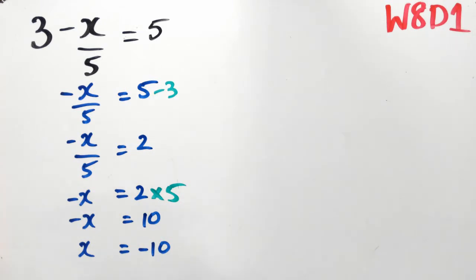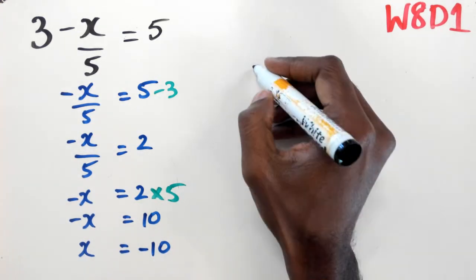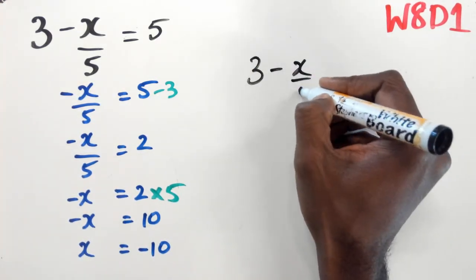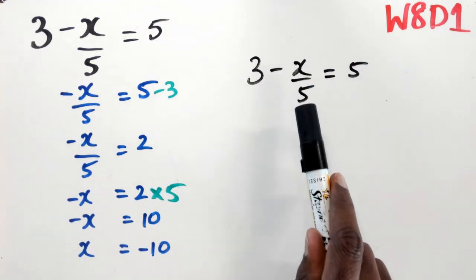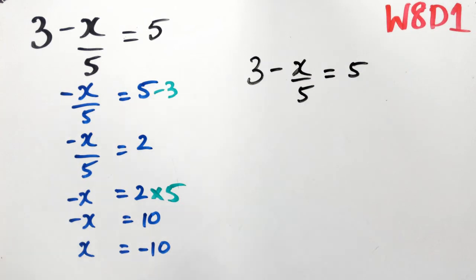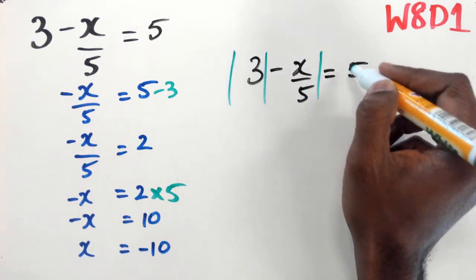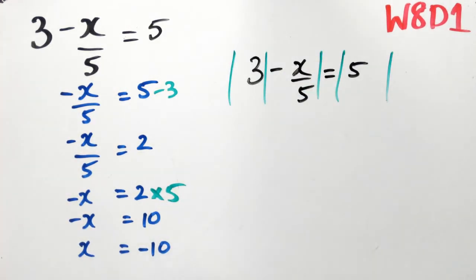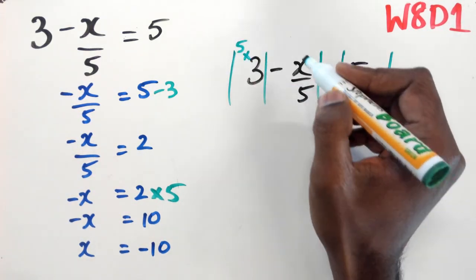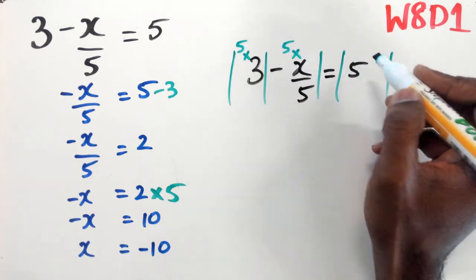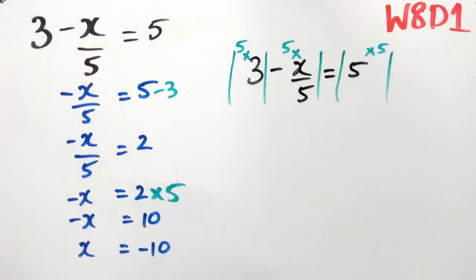What about this other method that I showed you guys? So let's see, we've got the question here. We've got 3 minus x over 5 equals to 5. Now in the denominator it's a 5. I want to get rid of this 5. So what I'm going to do is I'm going to separate all of these terms, and I'm going to multiply everything by 5. So that means I multiply 3 by 5, I multiply this term by 5, and I also multiply this term by 5. Let's see what happens when I do this.